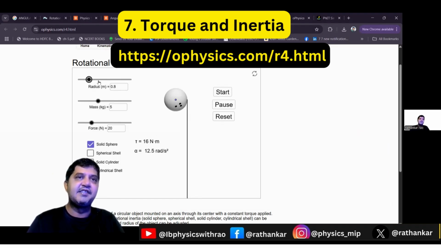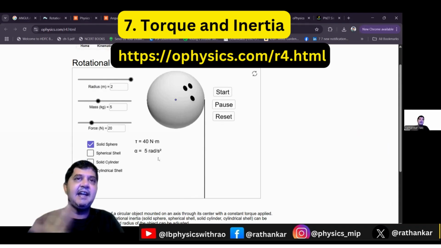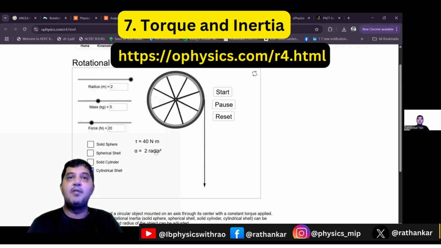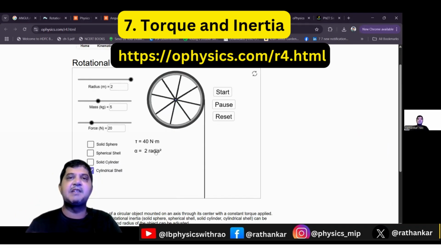If I increase this, 12.5 becomes now what? Let us see that it becomes 5 over here. That means as the mass increases, the angular acceleration starts decreasing, right? You can get to know about it. Now, in a similar way, you can also use a spherical shell or maybe a solid cylinder or maybe a cylindrical shell. Then when you start this, for this earlier you got 5. Now let us see what's the value of alpha you get. You get 2 over here, right? That means the pickup speed that this rotates is much, much slower.